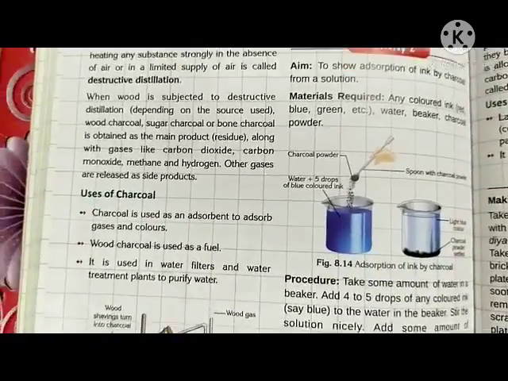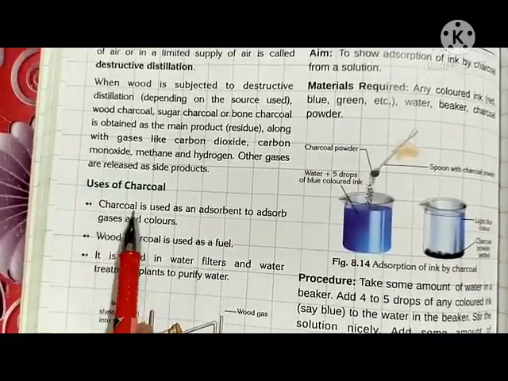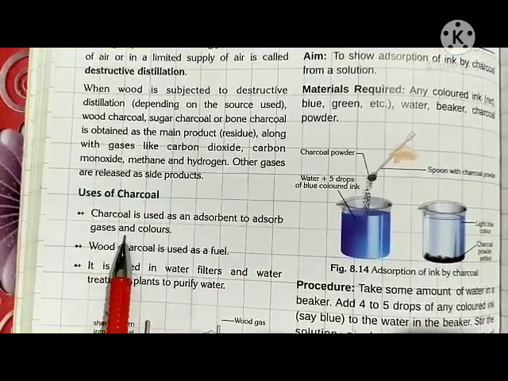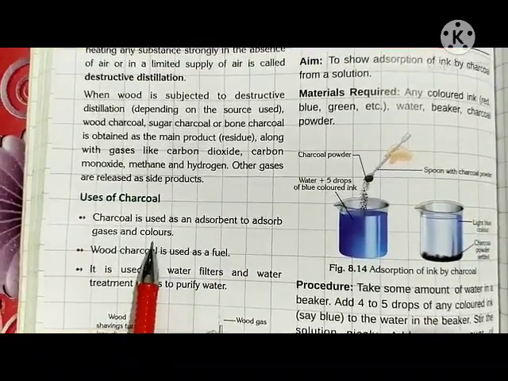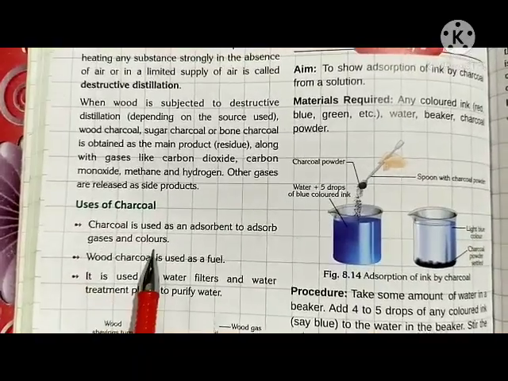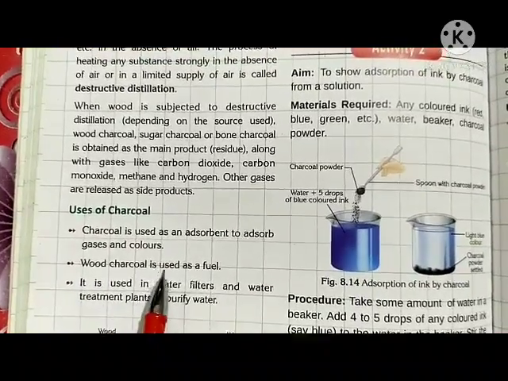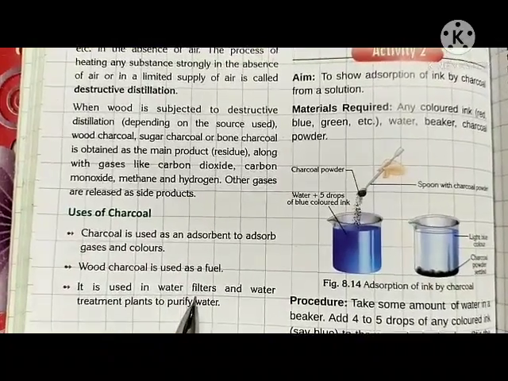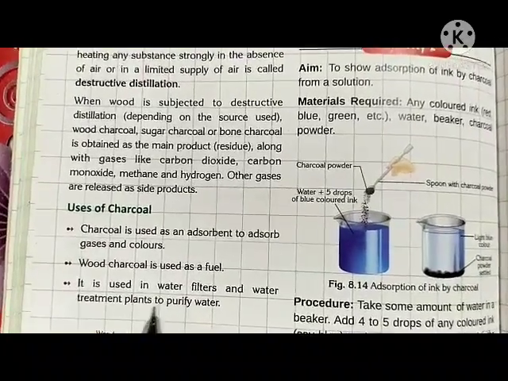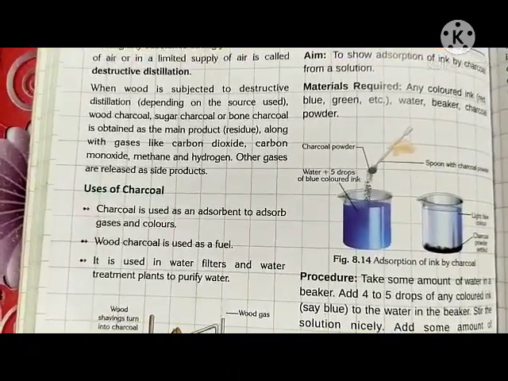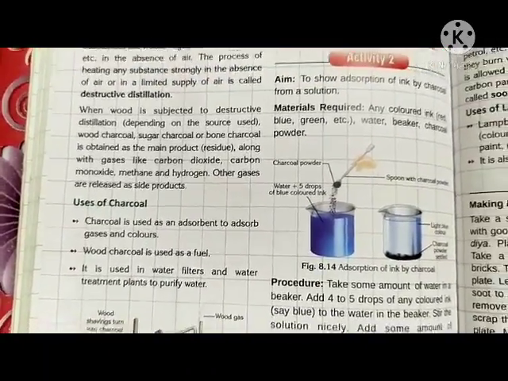Now, the use of charcoal. What is the use of charcoal? Charcoal is used as an absorbent to absorb gases and colors. Wood charcoal is used as fuel. It is used in water filters and water treatment plants to purify water. Charcoal plays a very important role in the purification of water.